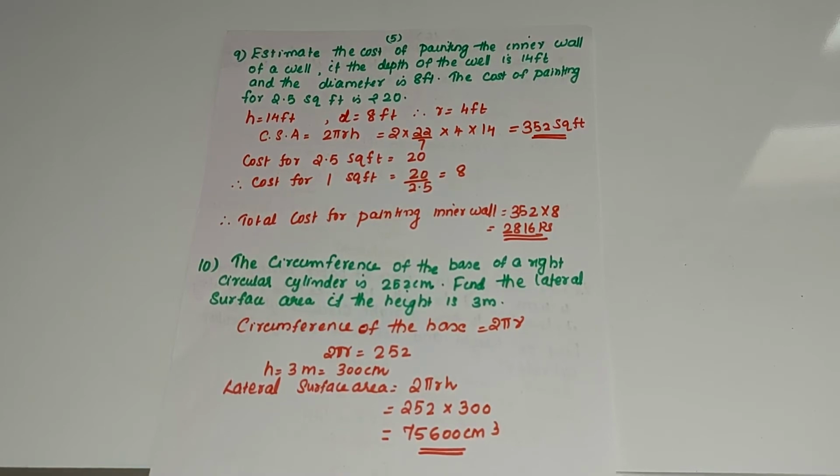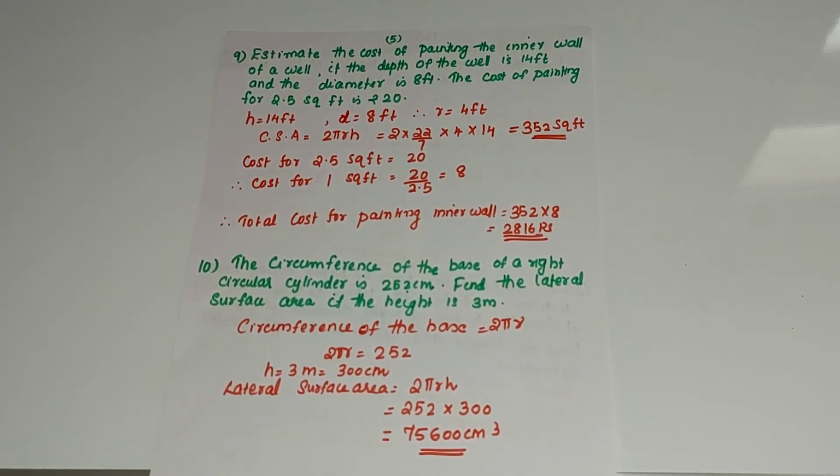For this, h is equal to 14 feet and D is given as 8 feet. That means the diameter is 8 feet, so radius is equal to 4 feet. So CSA equals 2 pi r h, which is 2 into 22 by 7 into 4 into 14, equal to 352 square feet. So we got the CSA. That means the area of the inner wall is 352 square feet.